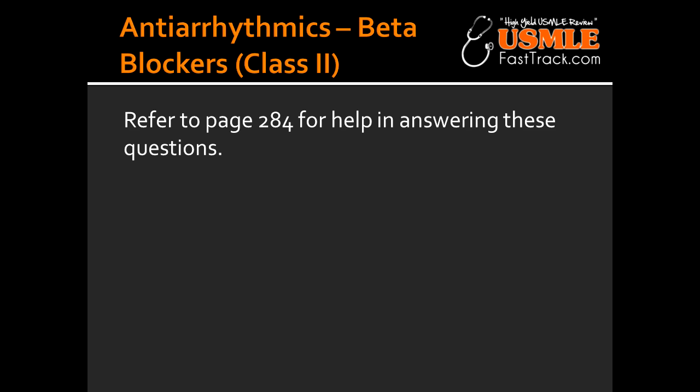What is the name of the beta blocker that can also cause dyslipidemia? The beta blocker that can cause dyslipidemia is metoprolol. What drug can be used as an antidote to counter the effect of beta blockers? Beta blocker overdose is treated with glucagon. What drug can exacerbate vasospasm in Prinzmetal's angina? The drug that can do this is propranolol.